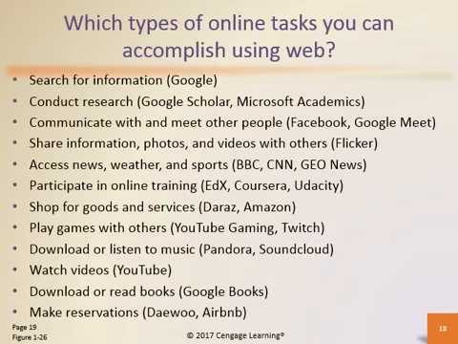On screen, I have listed some of the online tasks which you can accomplish using your web links. Number one is searching for information. For that, you use the Google platform. You can easily conduct research using Google Scholar and Microsoft Academic. You can communicate with and meet other people. For that, you can use Facebook and Google Meet.